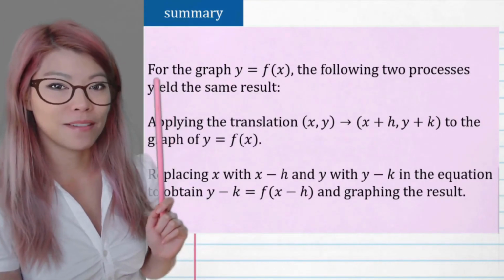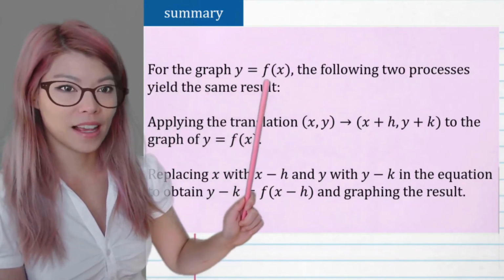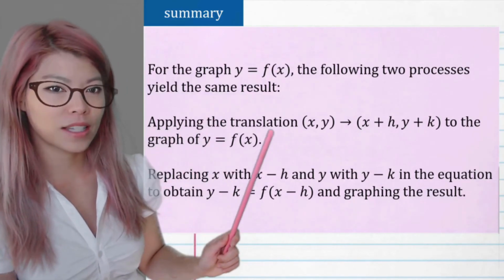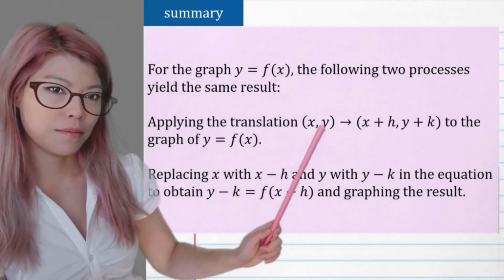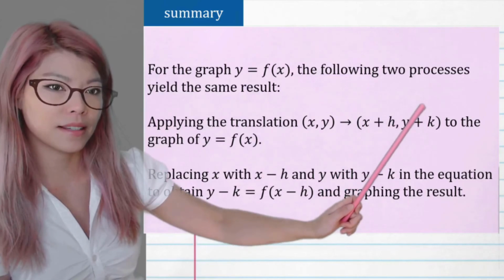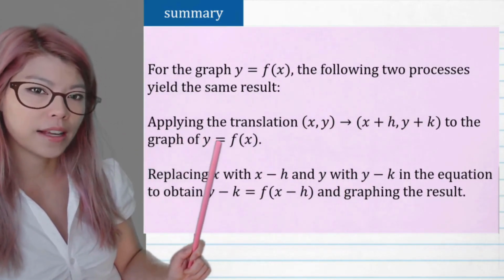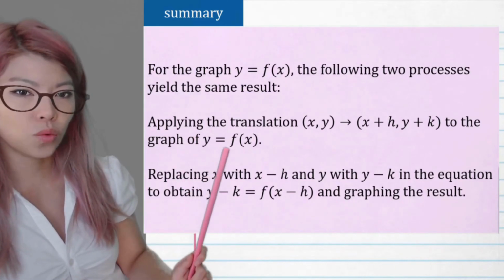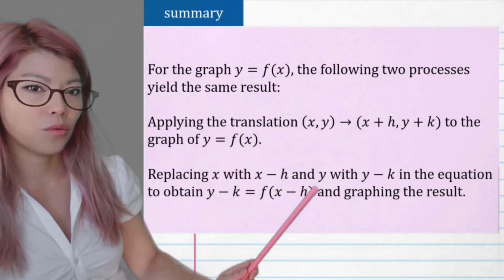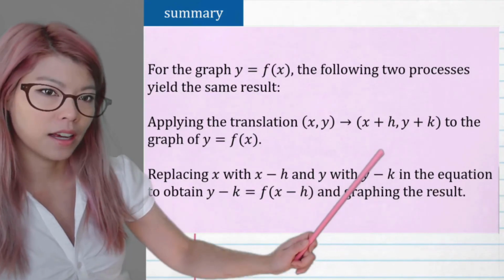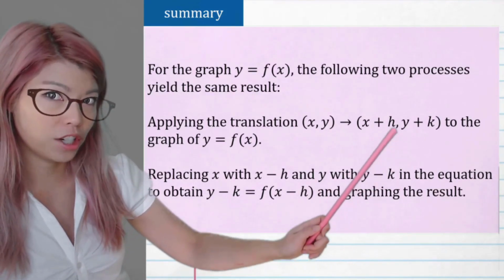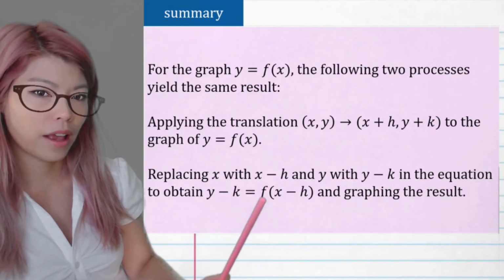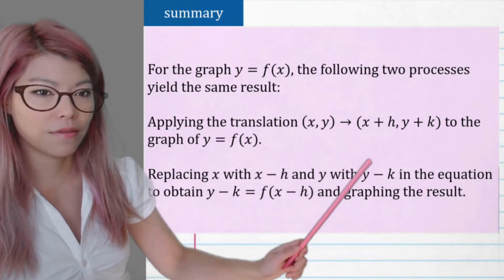In summary, for the graph of y = f(x), the following two processes yield the same result. Applying the translation (x, y) mapped to (x + h, y + k) to the graph of y = f(x) is the same as replacing x with x - h and y with y - k in the equation to obtain y - k = f(x - h) and graphing the result. Notice that it's the opposite operation.